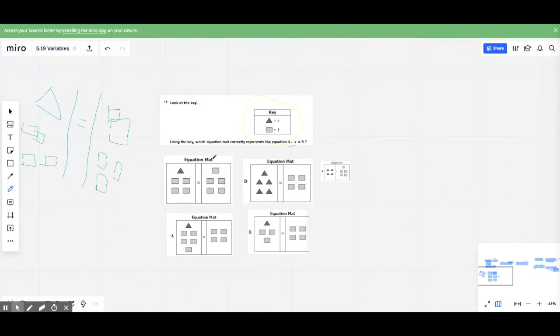And really only one fits, and that's right here. We have our 4 rectangles, our 1 triangle, and on the other side 5 rectangles. So there's our choice. This one has 5 triangles. That can't work. That one has 4 triangles. Definitely can't work. So this is all about just matching things up, one side and then the other. Always look for the key. The key will help you. And that really is all of variables.